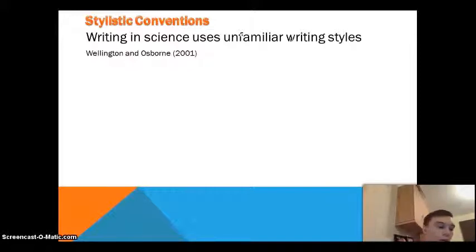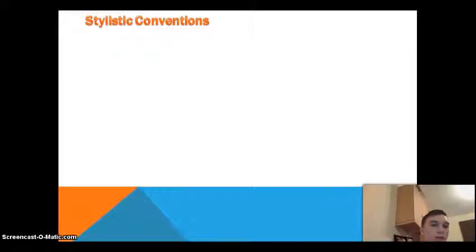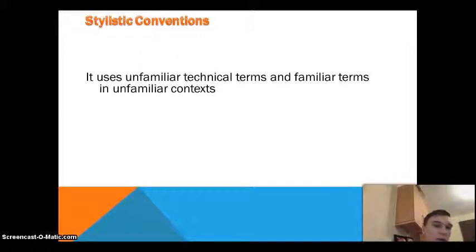Writing in science uses unfamiliar writing styles that are non-familiar to children. Children are used to writing in narrative form. As Lemke argues, the language of science uses forms of writing which are unfamiliar to children. It uses technical terms such as energy, force, and power, which are used in unfamiliar contexts, which can confuse children as to how and when they use them. It avoids the use of personification, metaphoric and figurative language that children are used to using in literacy.